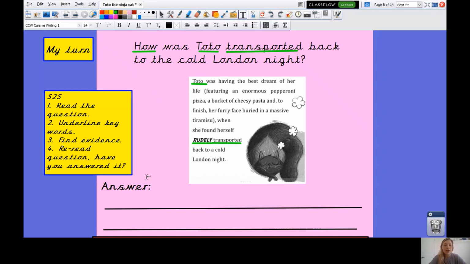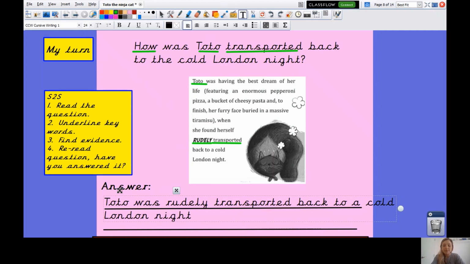So reread the question. Have I answered it? How was Toto transported? She was rudely transported. So I'm going to answer this in a full sentence and say Toto was rudely transported back to a cold London night. Full stop. Really important to be answering in full sentences if I can.